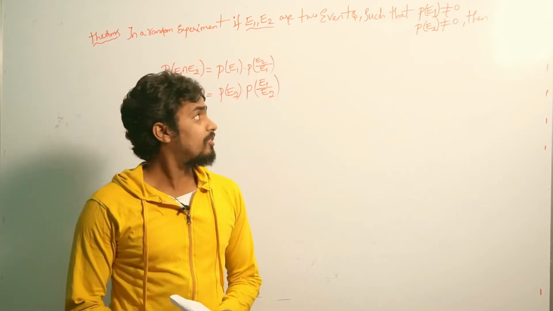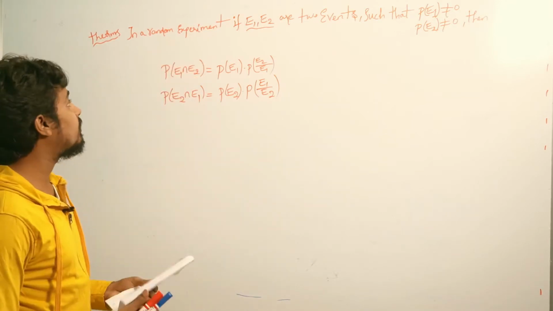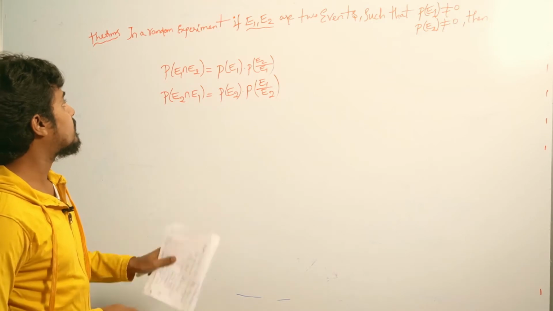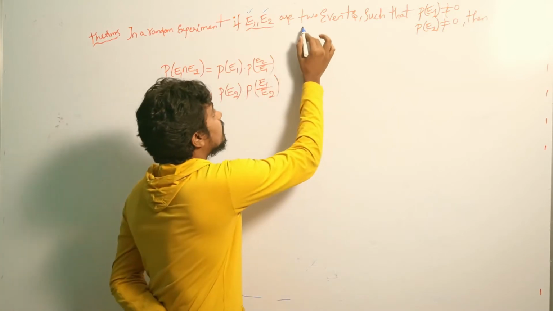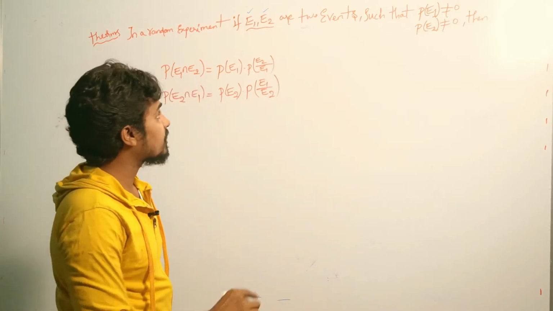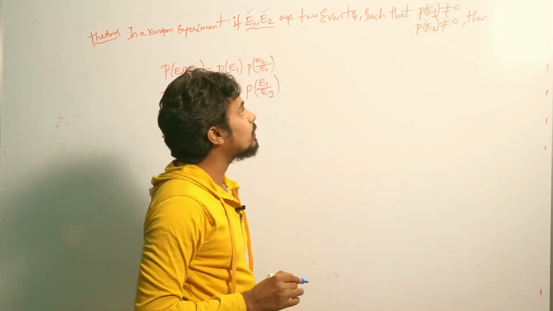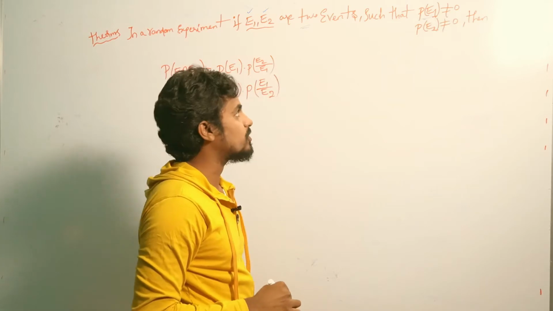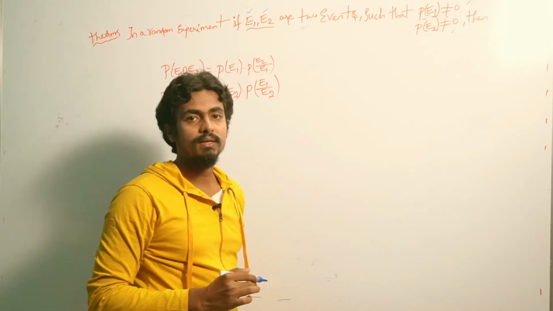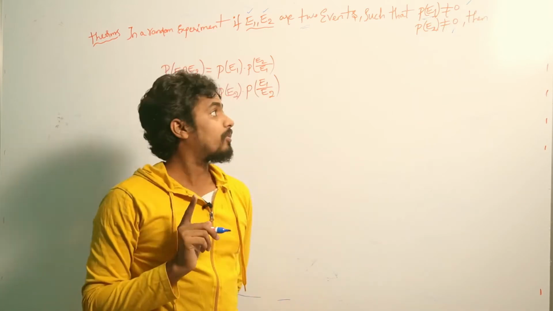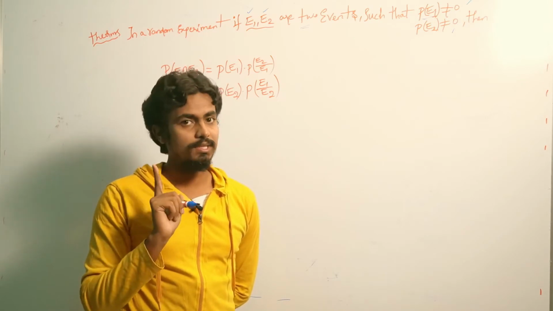Okay, first theorem. In a random experiment, two events are given, event E1 and event E2, such that P of E1 is not equal to 0 and P of E2 is not equal to 0. You already know these two things. That means, from conditional probability, the denominator value will not be 0.